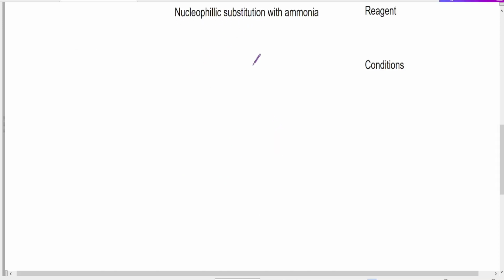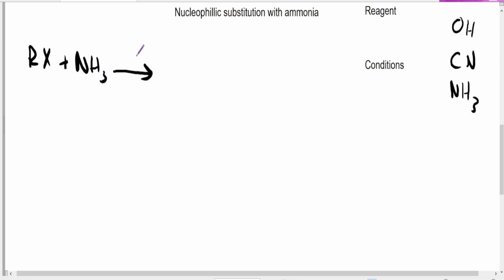Now the nucleophilic substitution doesn't end. Now ammonia, which is a nucleophile, also reacts with halogenoalkanes and nucleophilic substitution happens. So the first nucleophile was the OH ion, then came the cyanide ion, and now comes NH3 or ammonia. So a halogenoalkane RX, where X is a halogen, would react with ammonia under certain conditions to give you an RNH2 plus an H bonded to the halogen, so HX.